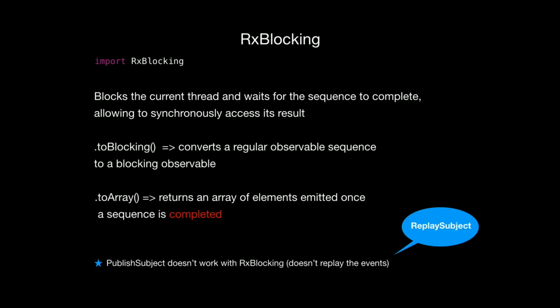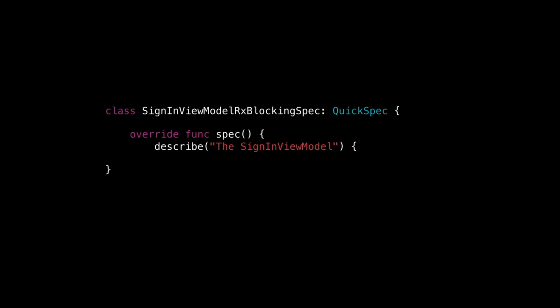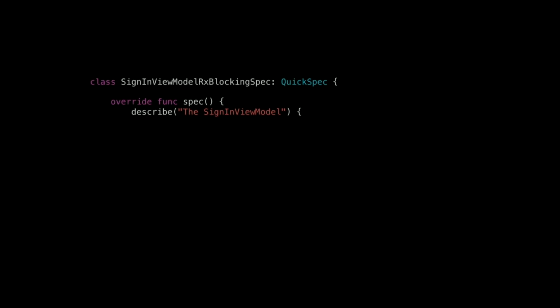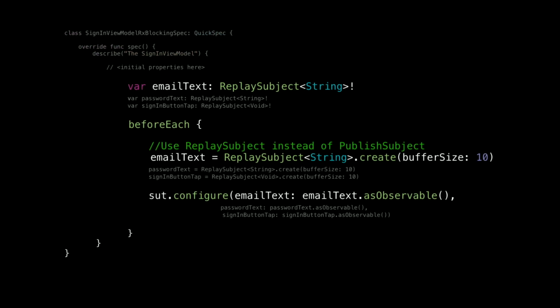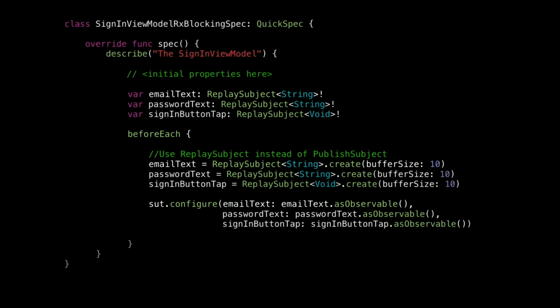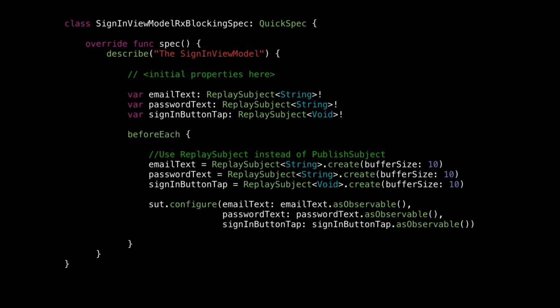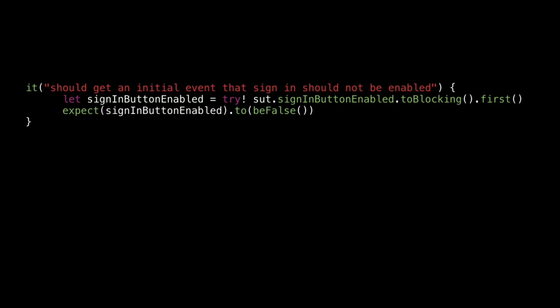So here we need to use a replay subject. In our test class, we have the same input and output observables, only here we use a replay subject instead of a public subject. We initialize those replay subjects with a buffer size of 10. And we pass those input observables to the configure method of the view model as we did before. And this is how the assertion looks like by using RxBlocking. And you can see here that we use a try syntax because our toBlocking operator is throwable.